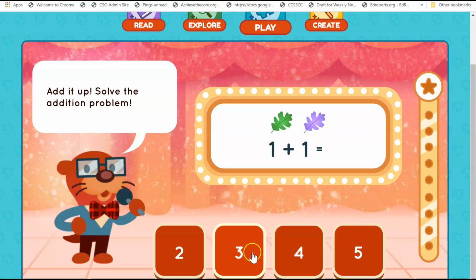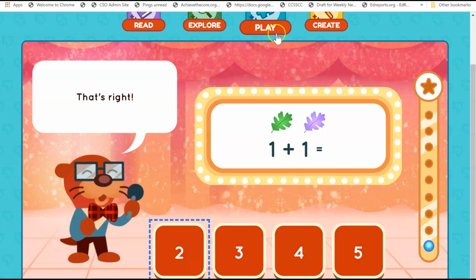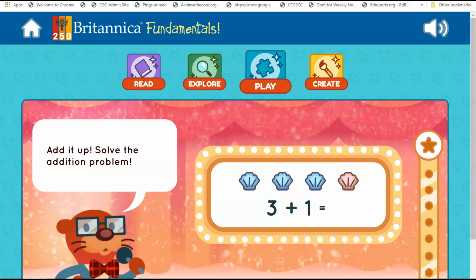Add it up. Solve the addition problem. That's right. So that's how that works. Add it up. Solve the addition problem.